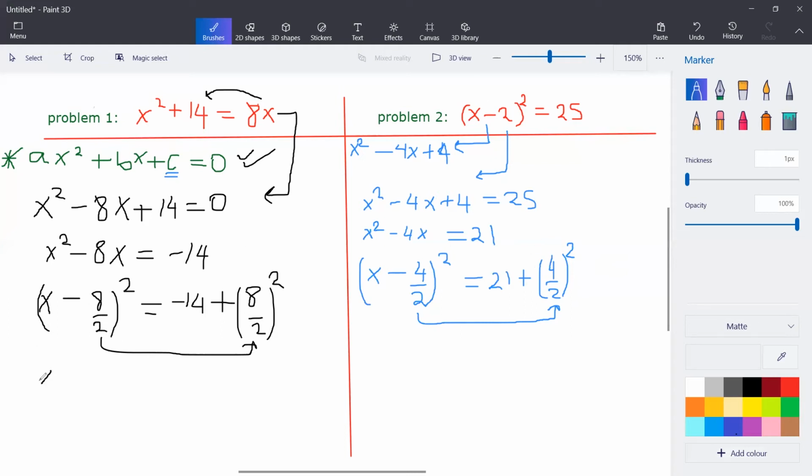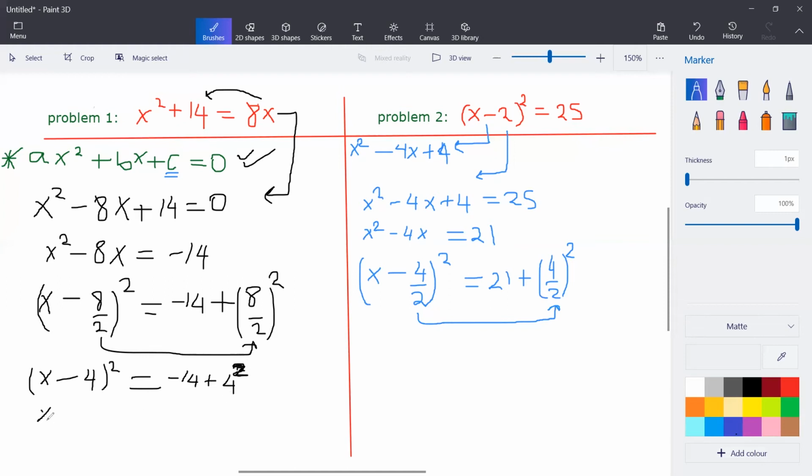So you have x minus half of 8, which is actually 4, and then the bracket is squared. Okay, now on the right-hand side, you have negative 14 plus, it will look like this: negative 14 plus 4 squared, because 8 over 2 is 4. So that is like negative 14 plus 16, right? What do you get when you do negative 14 plus 16? At that point, you can punch your calculator, okay? Because 4 squared is 16, okay?